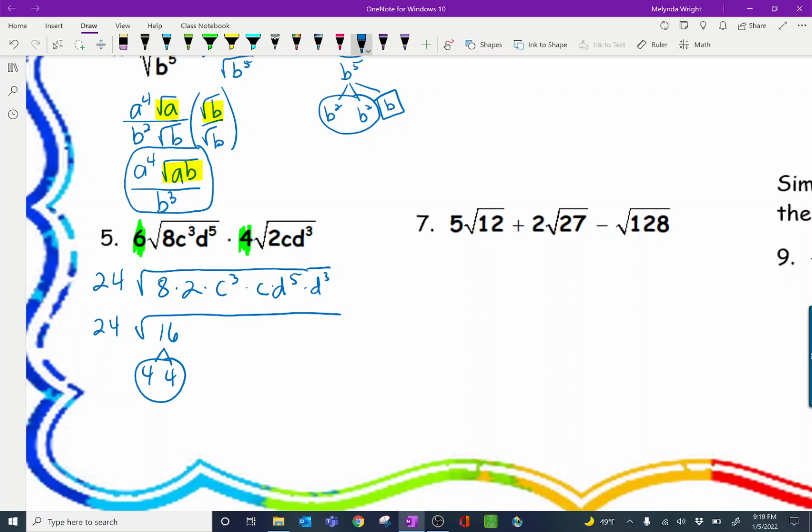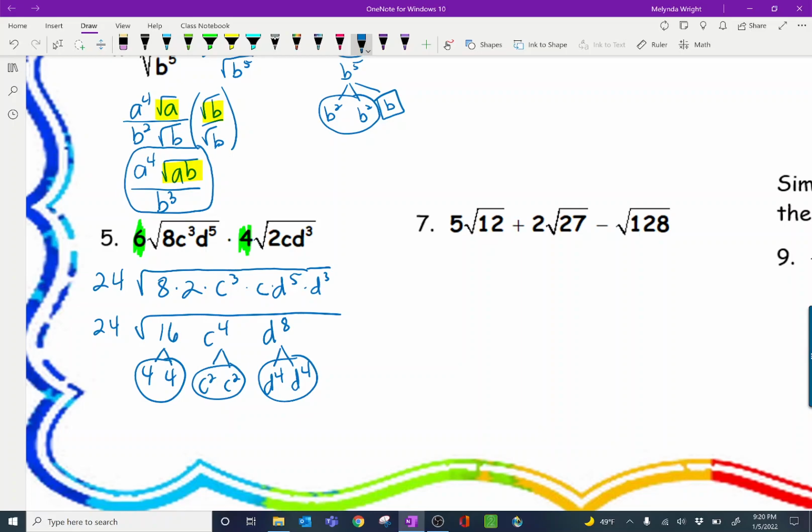Then c cubed times c would be c to the 4th. So that would be like c squared times c squared. That's a group of 2. Then d to the 5th times d to the 3rd is d to the 8th. And that would be like d to the 4th, d to the 4th. Okay, so that's looking good.